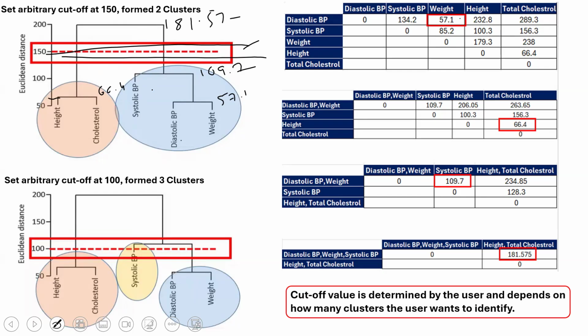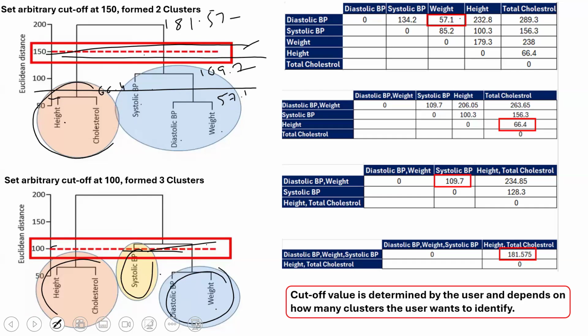Okay, the first cluster is systolic BP, diastolic BP, and weight into one cluster, height and cholesterol into one cluster. If I cut the threshold at 100, I get three clusters, right? The first cluster is height and weight into one cluster, systolic BP into one cluster, and diastolic BP and weight into the other cluster. So that is how the flexibility came up with hierarchical clustering.